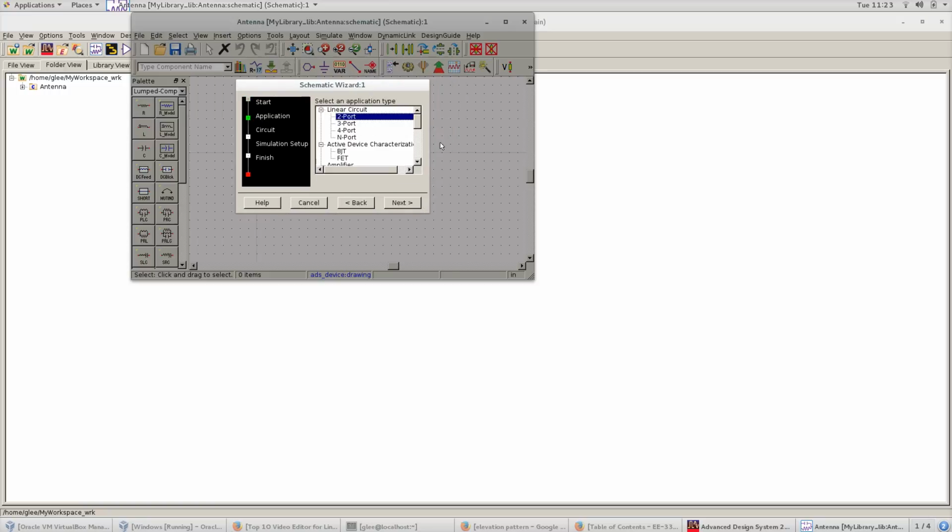I'm going to create a 2-port network, but this N port option allows you to create as many ports as you want. You just have to select it. You can also select among different kinds of systems that have templates available to them, like a mixer development, DSP component tests, oscillators, or whatever.